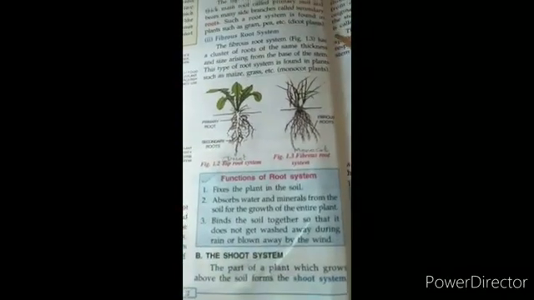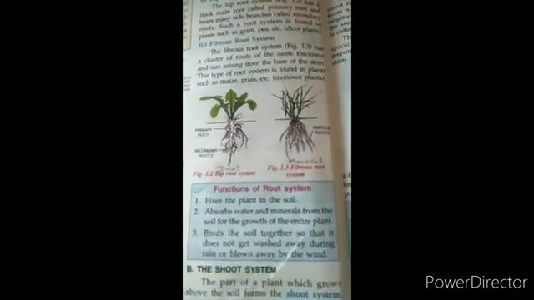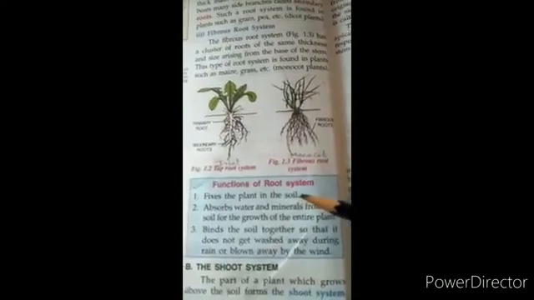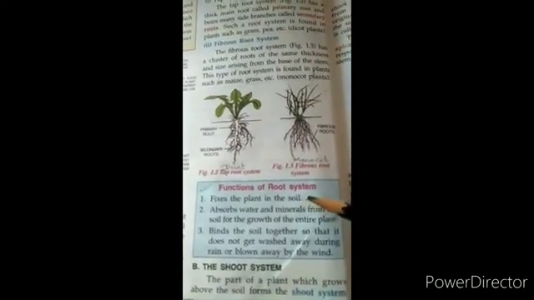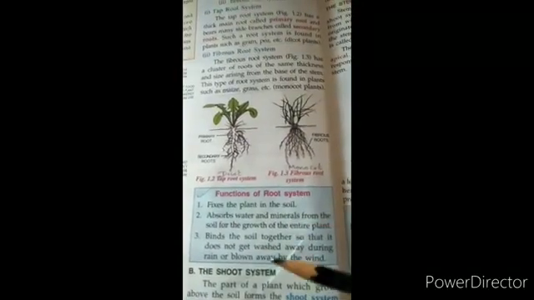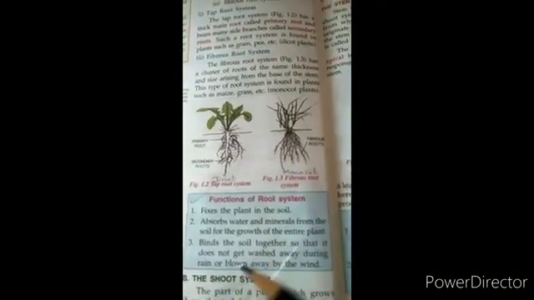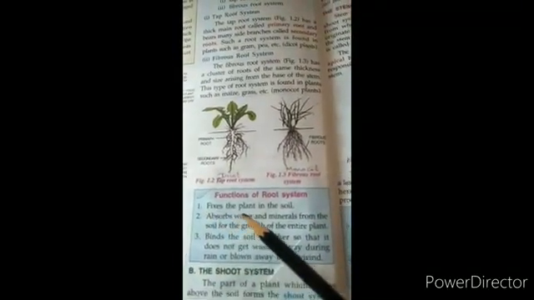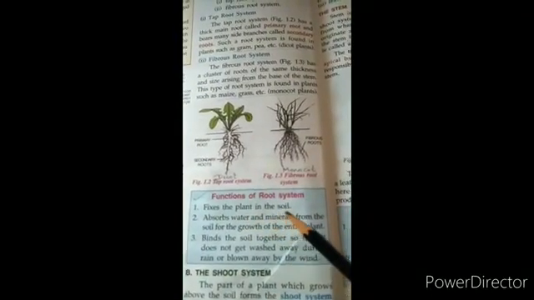Let's have a look and see the functions of the root. Now, I'm sure you will be able to find even more functions than are given here, but let's see what are the three functions that they are giving us for the root system. First one, fixes the plant in the soil.